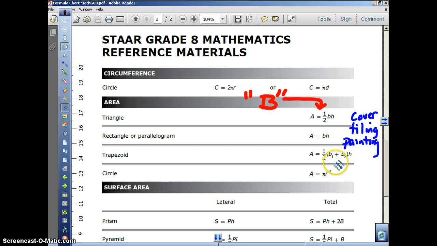Clue words that imply area, and this is just a few. There's more, and I'll get you the other words. But for now, write down cover, tiling. If you're tiling a floor, you're covering it up. If you're painting walls, you're covering it up, and you're talking area or surface area.